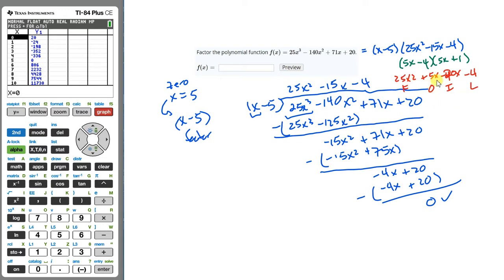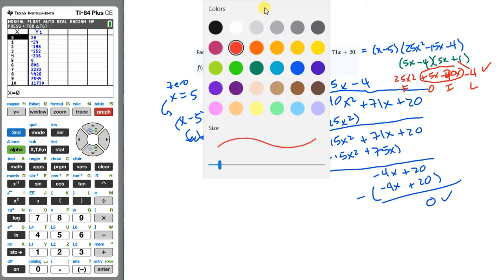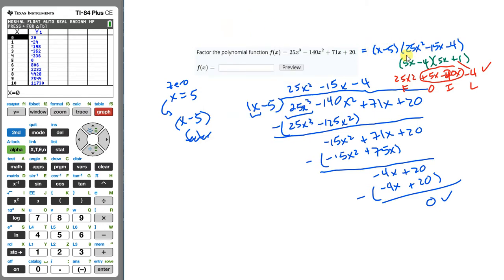So I've got 25x squared minus 15x, because this combines to minus 15x, minus 4. So that does work. The FOIL works. So this is the correct factorization. So we're done, right? We found the factors, right? My factors are right here. Just put the x minus 5 into there, and there's my factors. Bada boom. Okay?